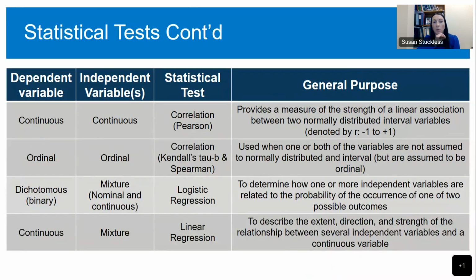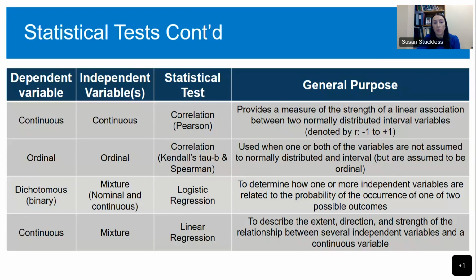Then we get into correlation. You may want to understand if there's a linear relationship between two continuous variables, so your dependent and your independent are continuous. Pearson's correlation is used in that situation. And if your data is not continuous, there's Kendall's tau and the Spearman.